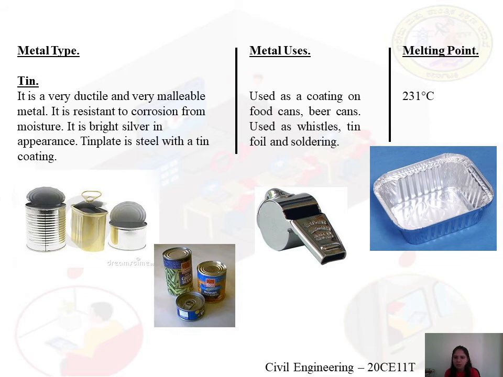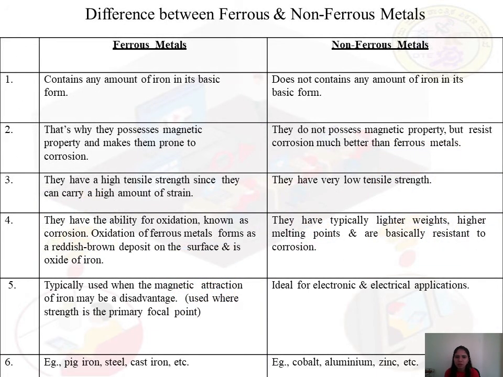The next one is the difference between ferrous metals and non-ferrous metals. In ferrous metals, iron is the main constituent. In non-ferrous metals, iron is not the main constituent. The second major difference is the magnetic property. Ferrous metals can be magnetic; they possess magnetic property. But non-ferrous metals do not possess the magnetic property. And ferrous metals are prone to corrosion. They can be easily corroded. But non-ferrous metals have much more resistance against corrosion. That is one of the advantages of non-ferrous metals.